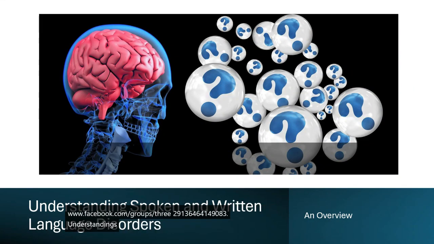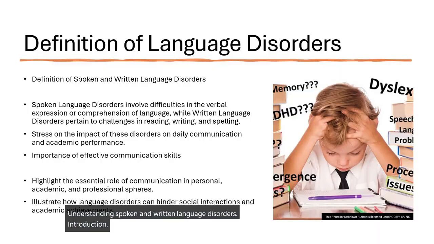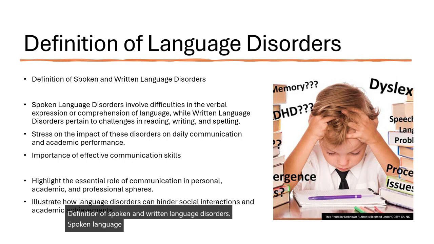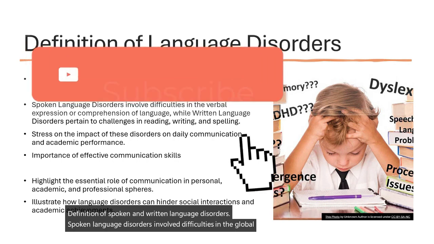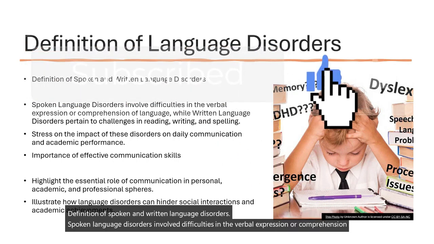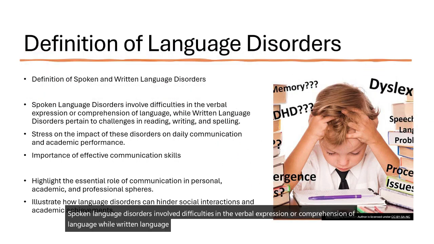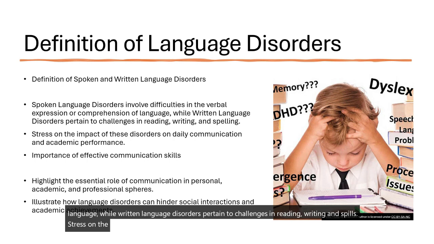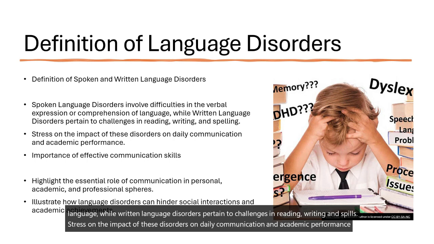Understanding spoken and written language disorders: an overview. Introduction. Definition of spoken and written language disorders. Spoken language disorders involve difficulties in the verbal expression or comprehension of language, while written language disorders pertain to challenges in reading, writing, and spelling. Stress on the impact of these disorders on daily communication and academic performance.